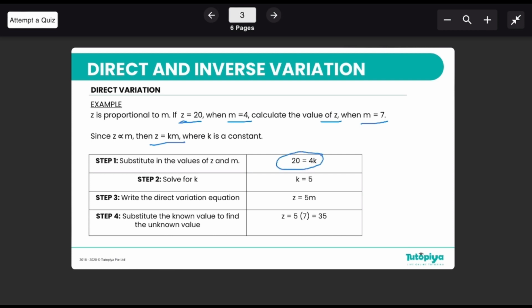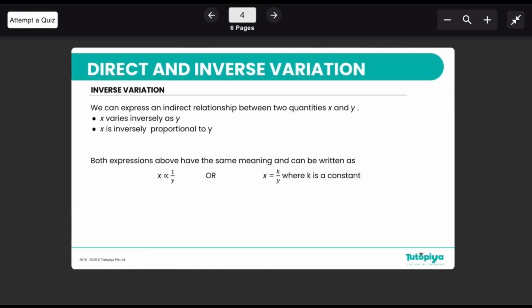So we start off with 20 equals 4k, which is substituting the values that were given initially. And this allows me to solve and get the value for k, which is k equals 5. So then by replacing my original equation with the value of k that I found, 5, I can then substitute the value of m and work out the value for z. So that is the basic structure for all variation questions. And if you practice it well enough, it is one of the easiest areas for you to score marks.